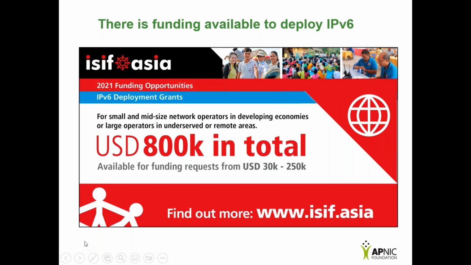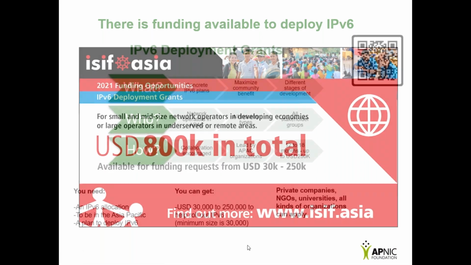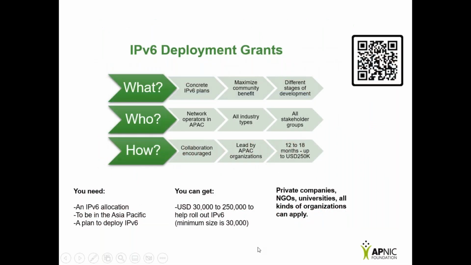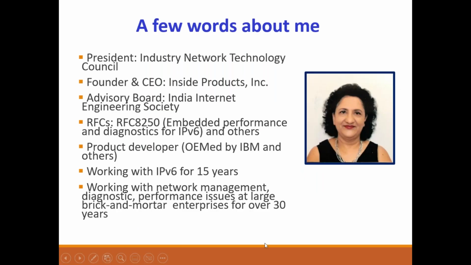If you're wishing to deploy IPv6 in the APNIC area, you may wish to explore the IPv6 deployment grant. It can be quite generous in terms of how much you get for deploying IPv6, and I encourage you to apply.